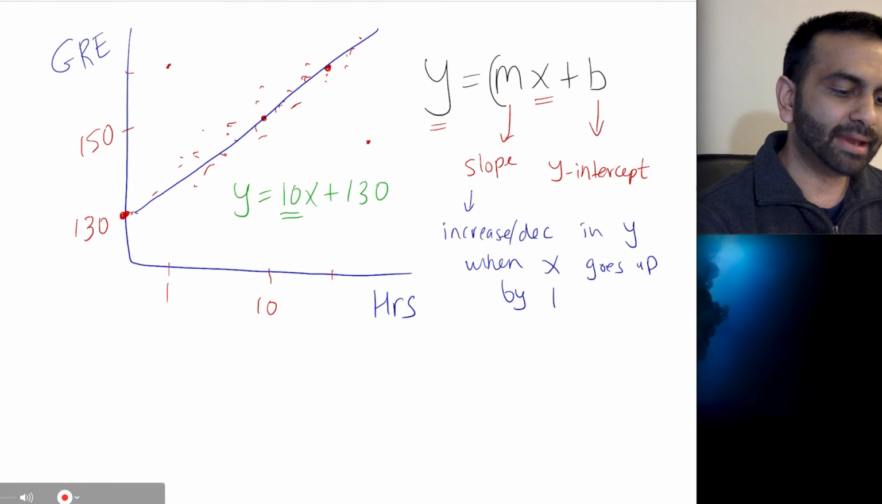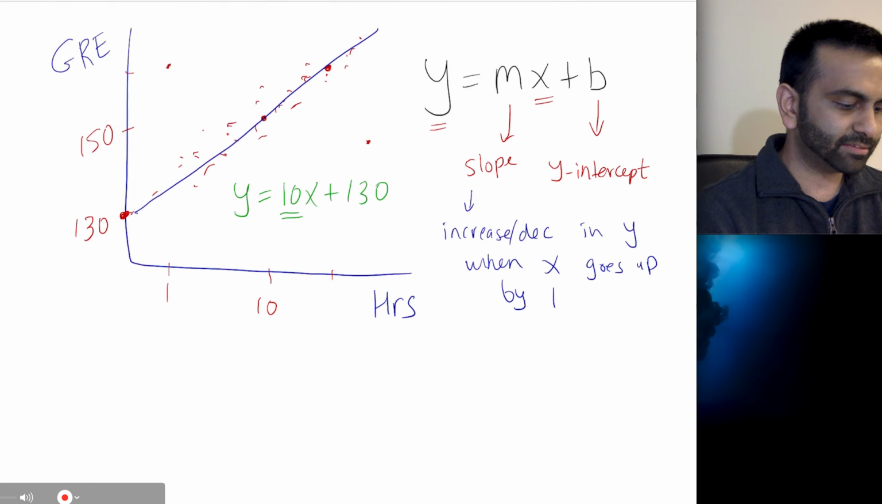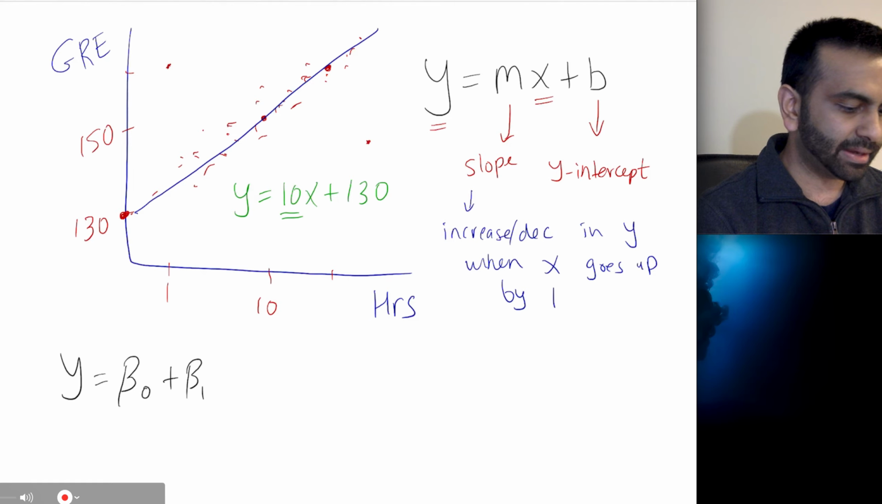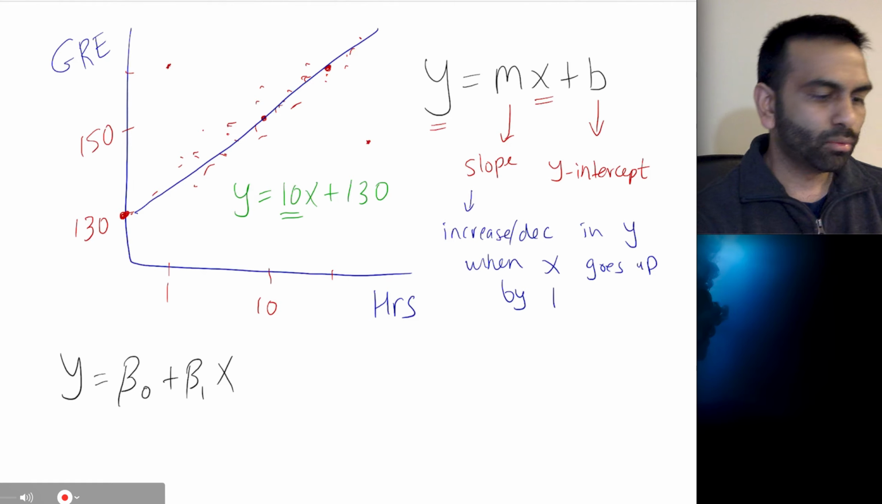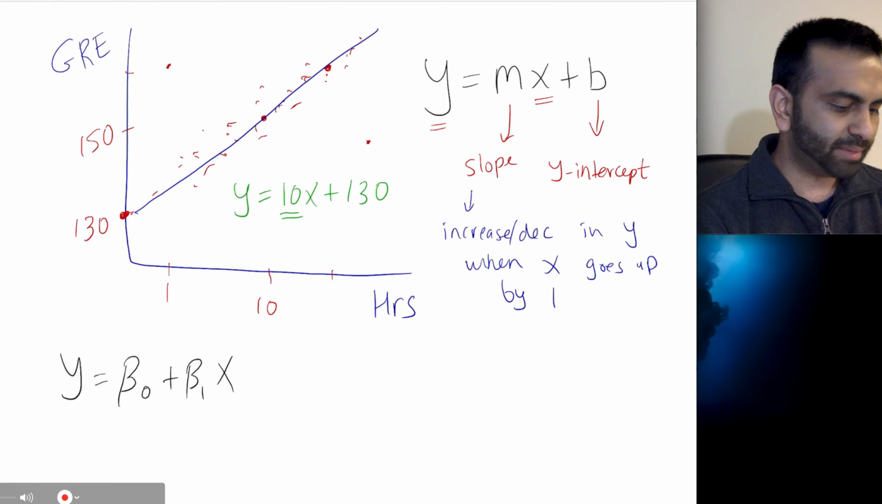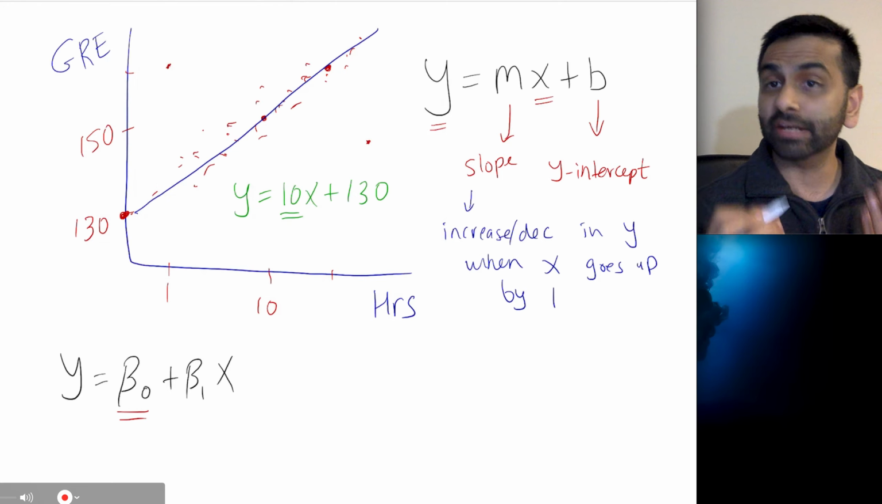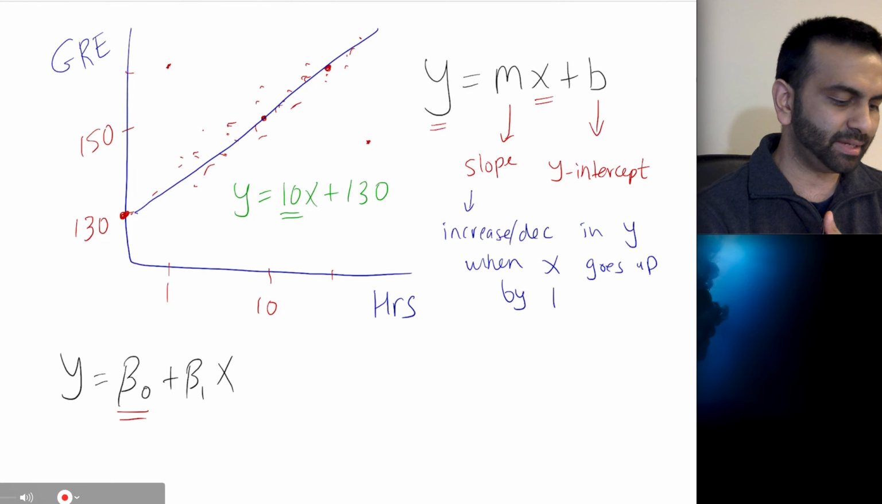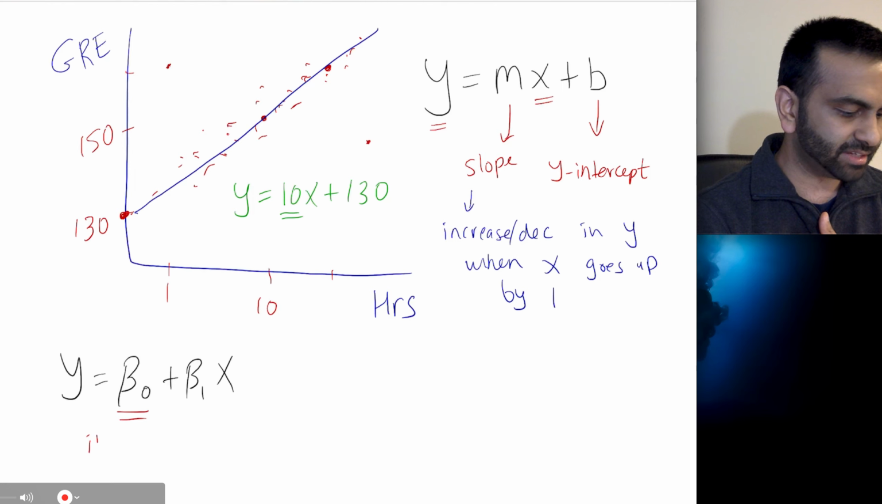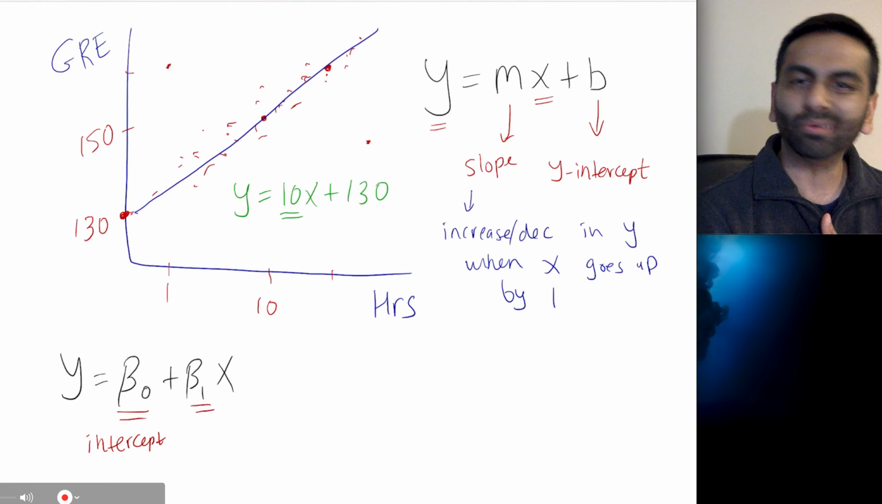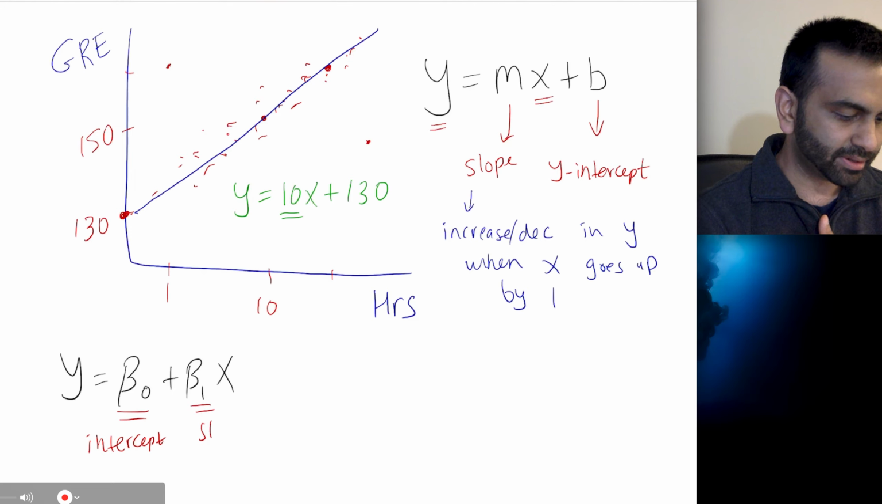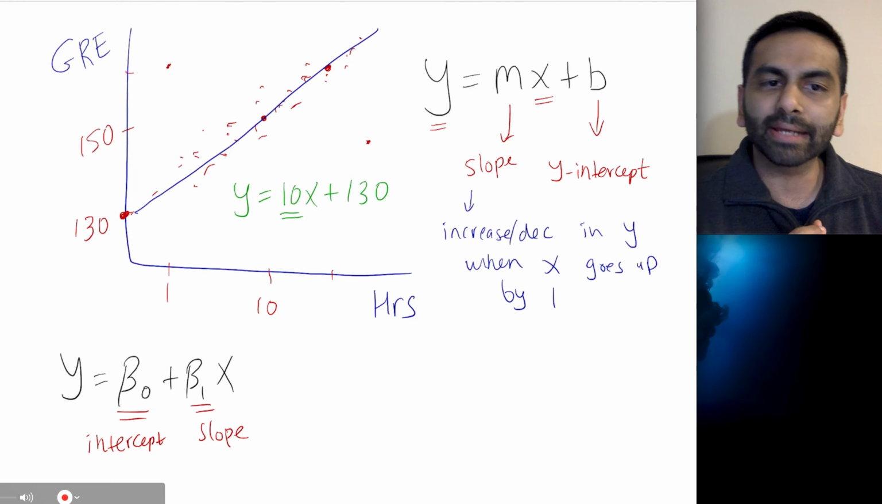Instead of calling it m and b, it's usually reported like this: y equals beta 0 plus beta 1x, where this beta 0 is the intercept. So if you're used to mx plus b, the beta 0 is the intercept, and this beta 1 is the slope. It's the number that's multiplied to x.